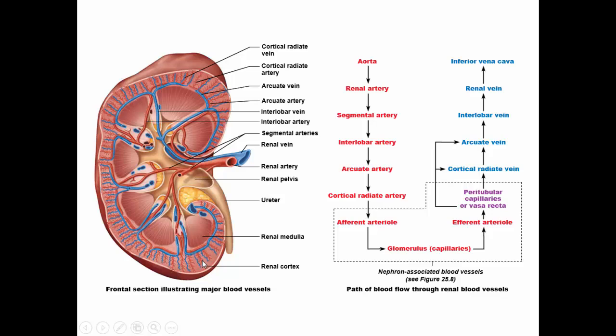These have the cortical radiate arteries, and here we see the afferent arterioles. These will go into the glomerulus. The efferent arterioles will come out. They'll go into the peritubular capillaries, and those will drain into the cortical radiate veins, the arcuate veins, the interlobar veins. So here we see this interlobar vein, and they drain directly into the renal vein. And the renal vein will drain into the inferior vena cava.